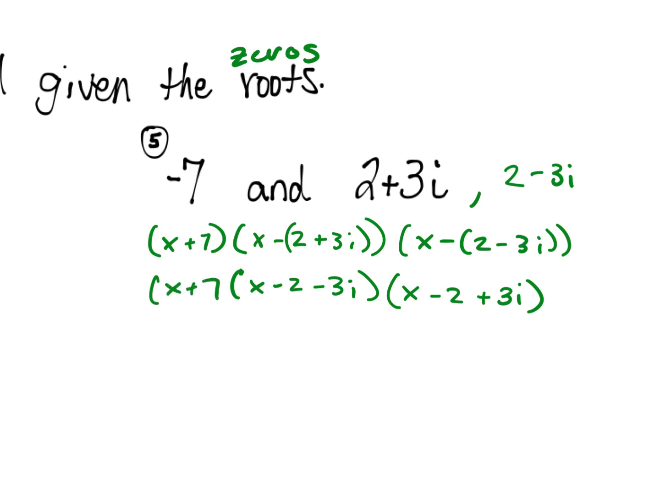From here, which two would we want to multiply together first? The conjugates. So you could either FOIL this out, just make sure each term in the first one gets multiplied to each in the second, or you could do your conjugate shortcut. Our first term is that x minus 2, and the second one is the 3i.